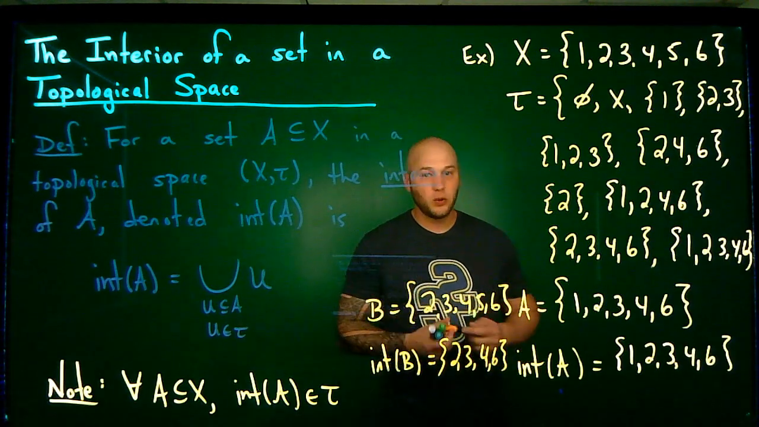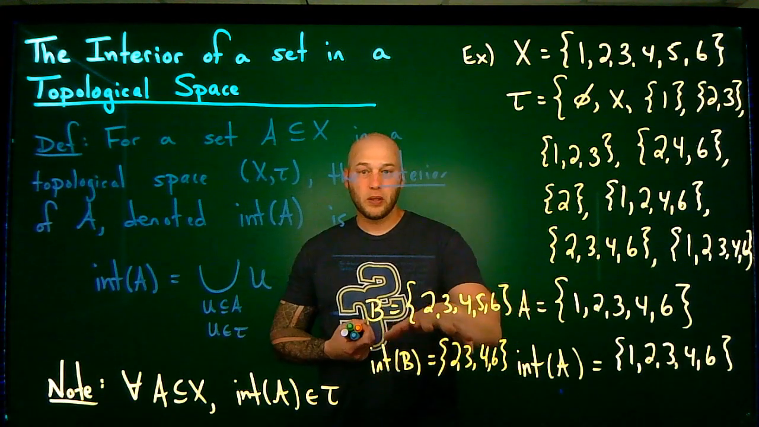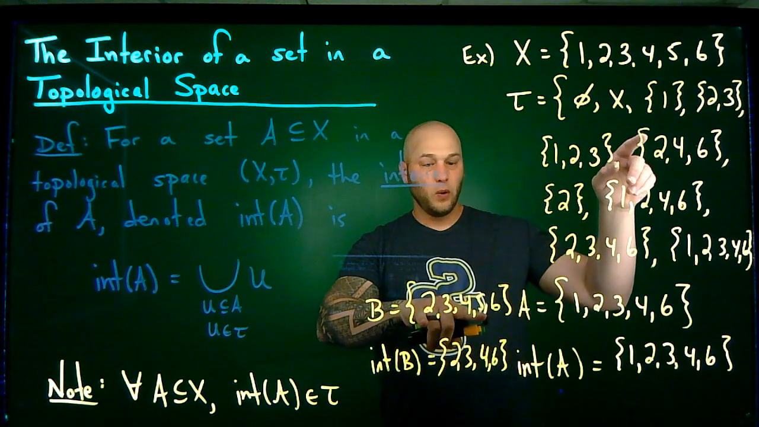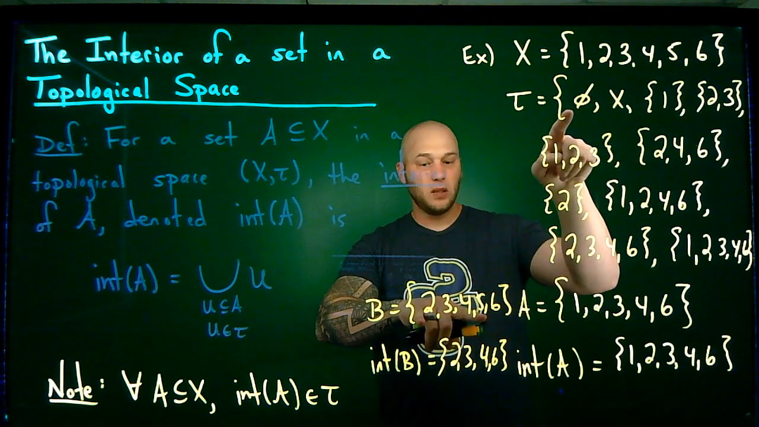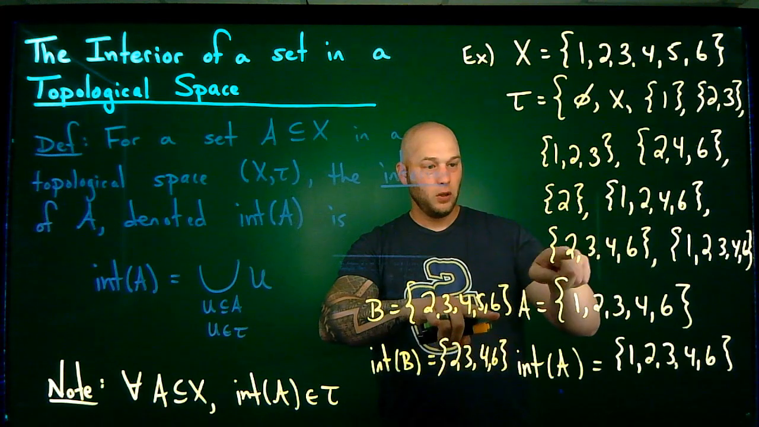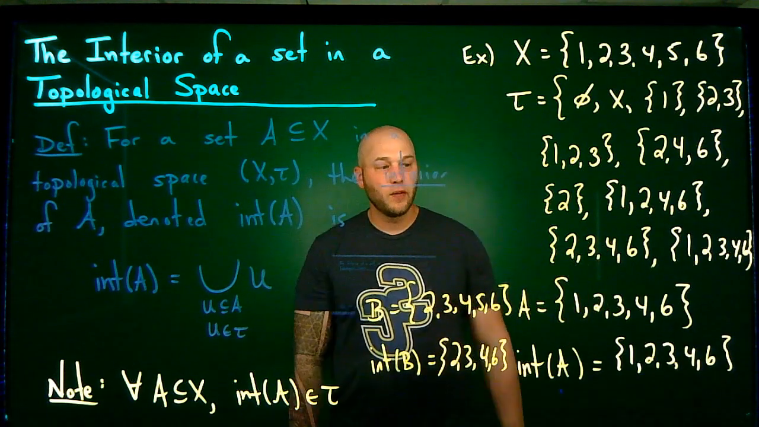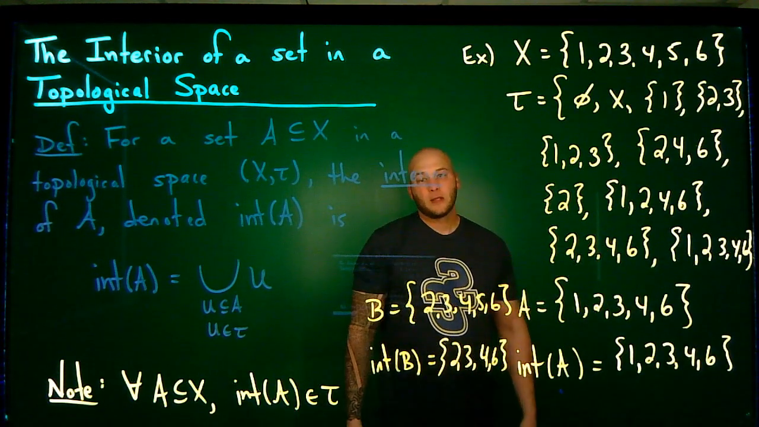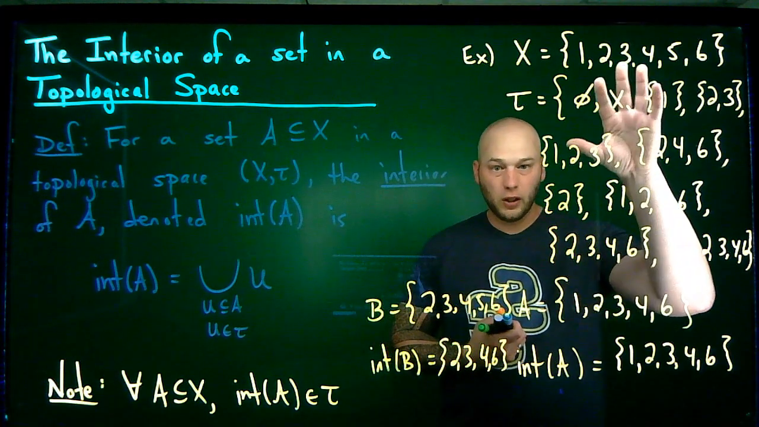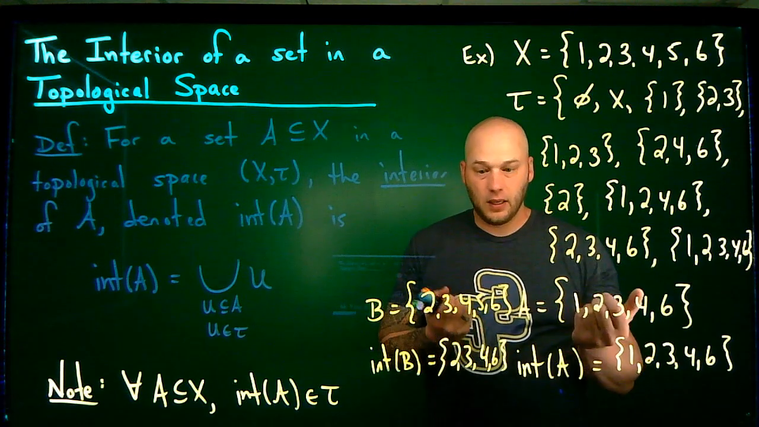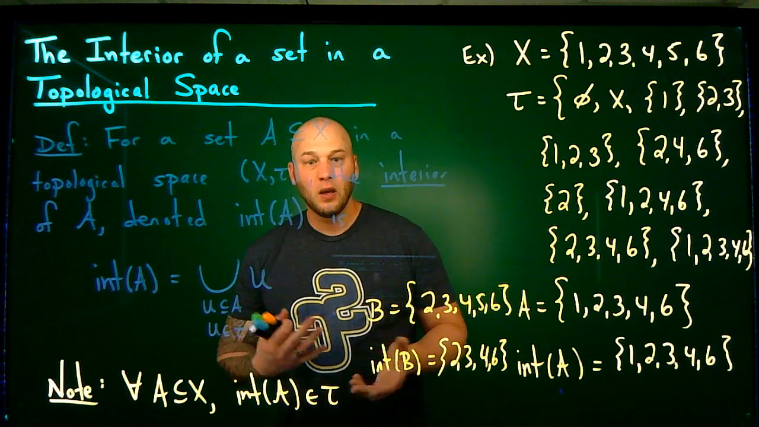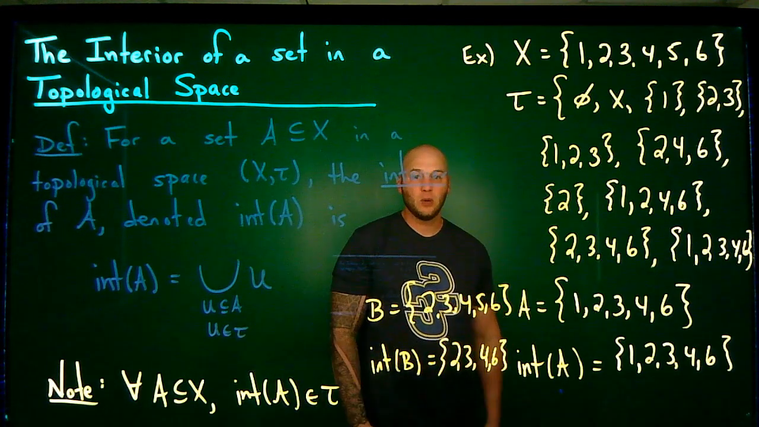Now, of course, I could have also taken every possible open set that's contained in B. The open sets contained within B would be the empty set, {2}, {3}, {2, 4, 6}, {2, 3, 4, 6}. Take the union of those, and I get {2, 3, 4, 6}. So depending on your situation, I might be able to just look through this really short finite list and find the largest open set contained in it, or I could just take every possible open set and take their union. It just depends on the situation that you have.